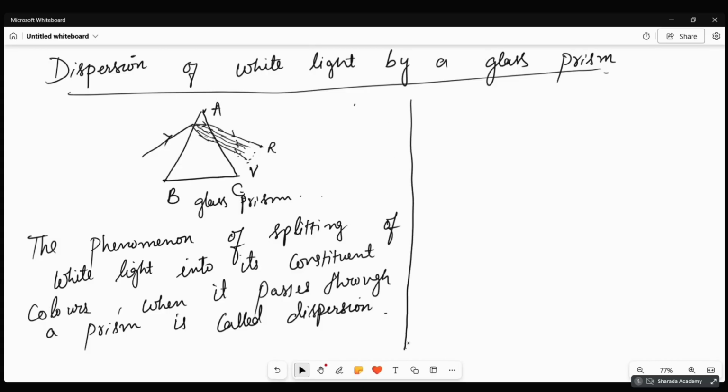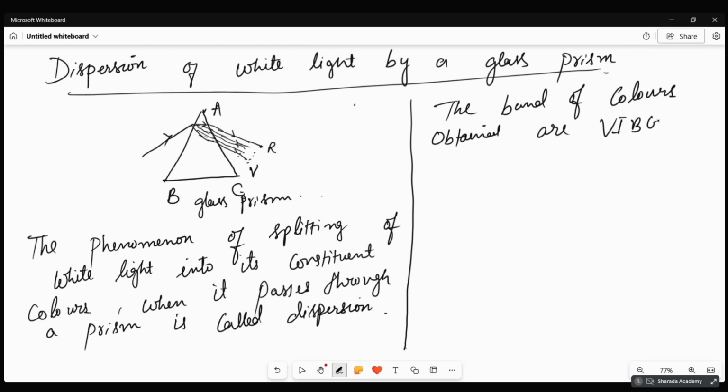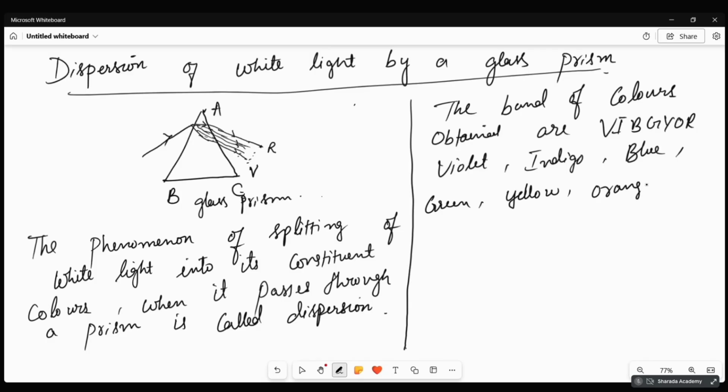The band of colors obtained are: violet, indigo, blue, green, yellow, orange, and red.